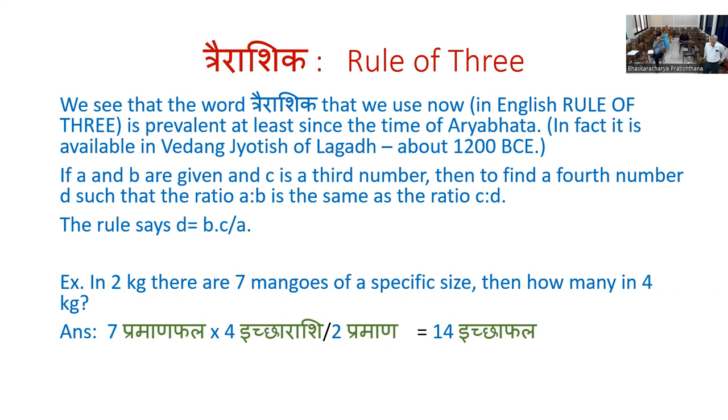So 2 kg is Pramana. For that, this is a basic thing, and that contains 7 mangoes. Then Ichha Rashi is 4 kg, that is what you want to calculate. The answer for that, corresponding to Ichha Rashi, is Ichha Phala, that is 14. So how do you get that? You have to multiply Pramana Phala and Ichha Rashi, and you should divide by Pramana. That gives you Ichha Phala. This is the formula explained by Aryabhata.